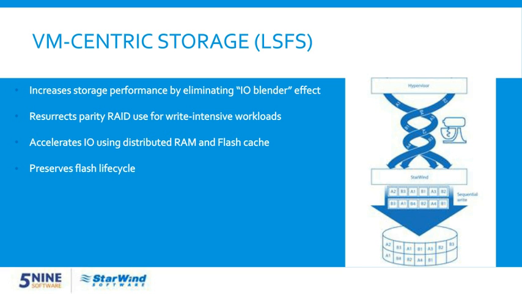So with StarWind, we get all the random writes in the server's RAM, sequentialize them, arrange them in big chunks, and write them to the storage sequentially. So we turn any IO blender, any random writes, any size random writes into a sequential workload. This, as a side effect, developed our ability to use parity RAIDs like RAID 5, RAID 6, 50, 60 for write-intensive workloads.